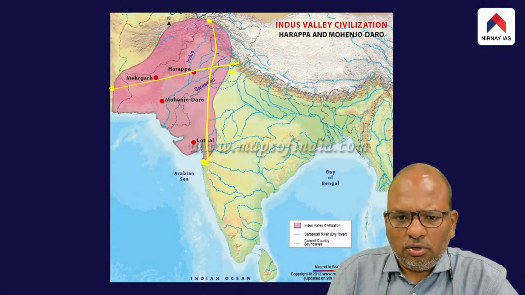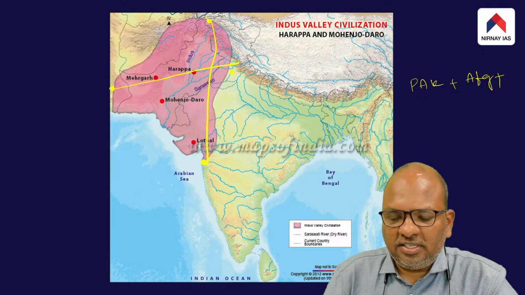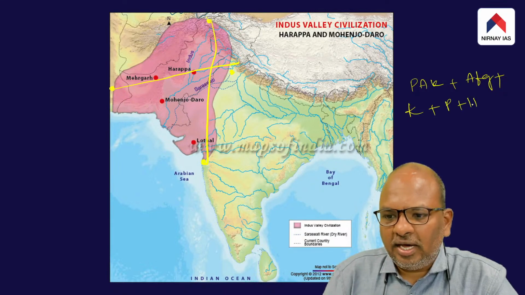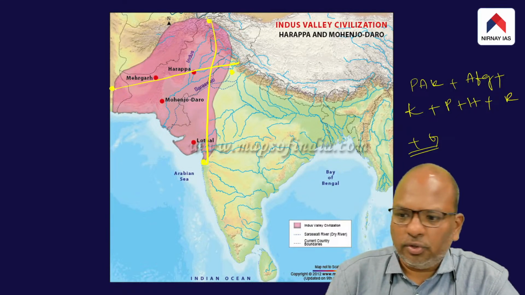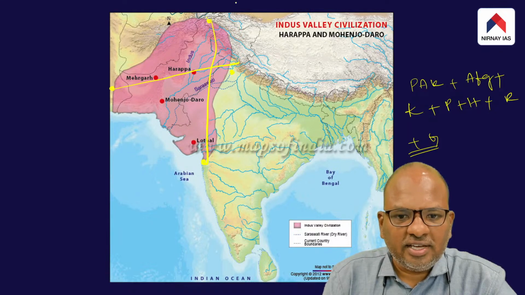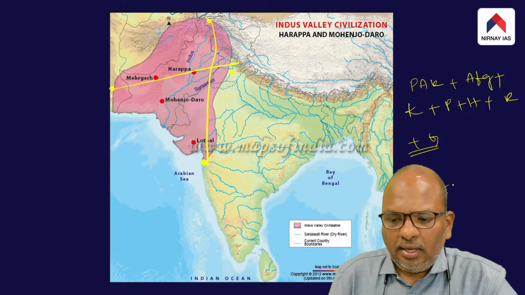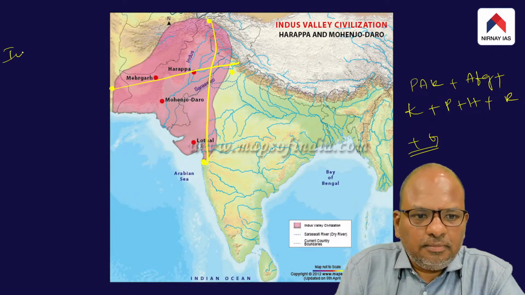You can take a look at this picture. This civilization was mostly spread across present-day Pakistan, plus Afghanistan, plus the present Indian states of Kashmir, Punjab, Haryana, Rajasthan, Gujarat, and to some extent western parts of UP. It was no small civilization. It spread over a vast extent, and it largely flourished on the banks of two mighty rivers. One is the Indus.